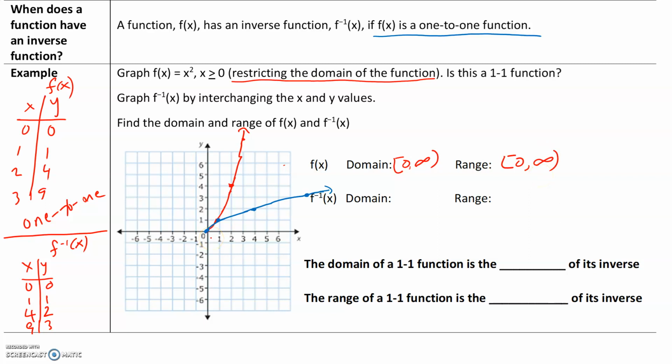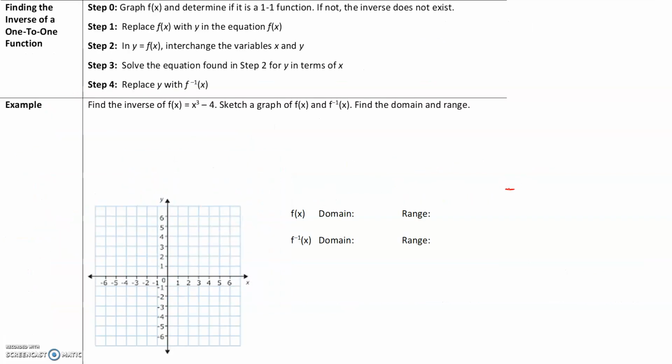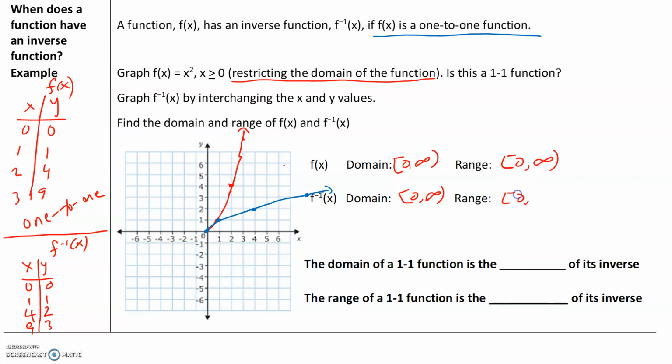For the next one, let's take a look at our domain. Our domain, once again, is going to be 0 to infinity because this graph, the one in blue, only exists when the values of x are 0 or greater. And same thing for the range. For the range, the values of y are 0 or greater. So our range is also going to be 0 to infinity.